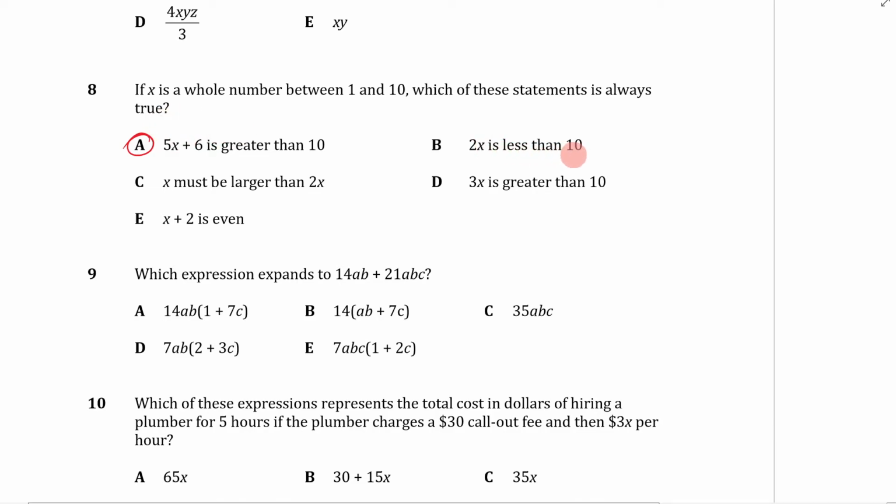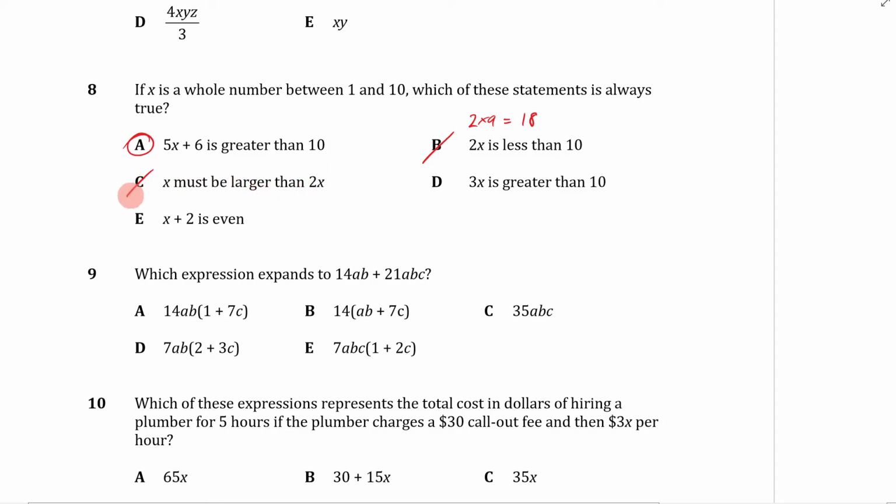2x is less than 10. Well, that's definitely not true because if x is between 1 and 10, if I put 9 into this, 2 times 9, that's 18. Is that less than 10? No, it is not. x must be larger than 2x. That's not true. 2x is always going to be larger than x because you're doubling it.